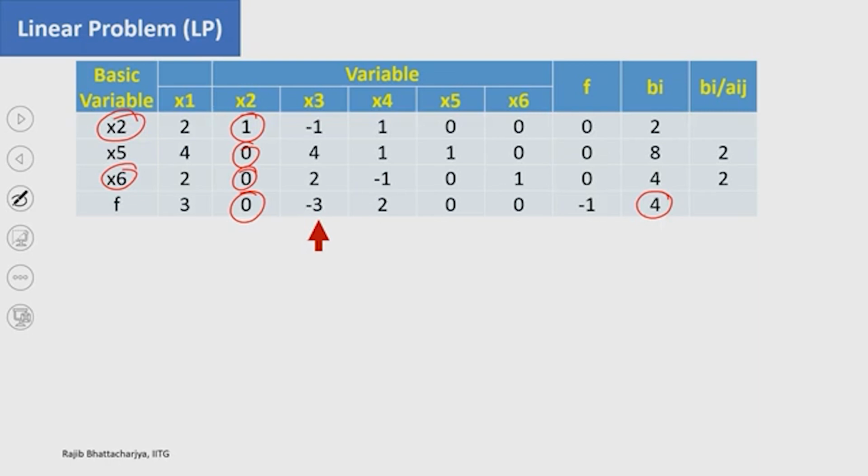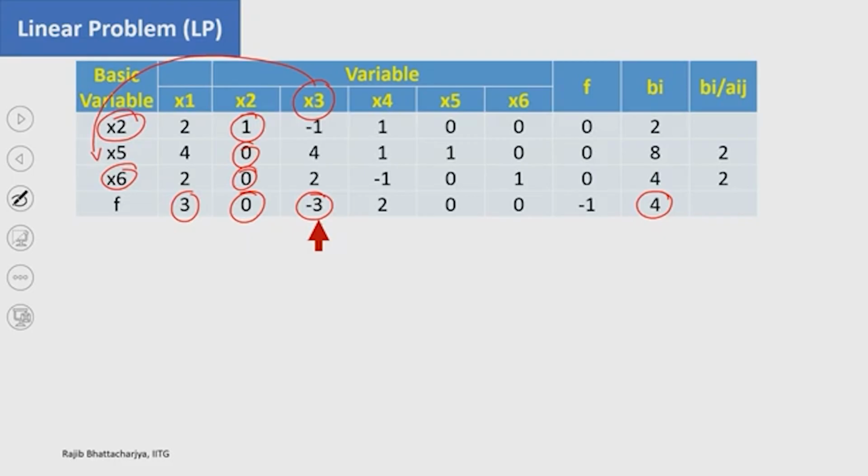Okay. Now, are we getting the optimal solution? What do we have to check? Is there any negative coefficient in the objective function? Okay. So, here the coefficient of x1 is 3, the coefficient of x2 is 0, x3 is -3, that means there is a negative coefficient. So, that means we can get an improved solution. So, what will we do? This is the negative one, so therefore x3 will come in as a basic variable.